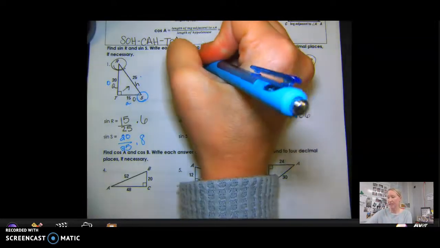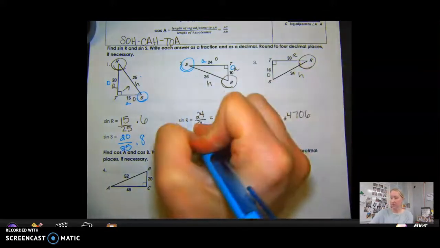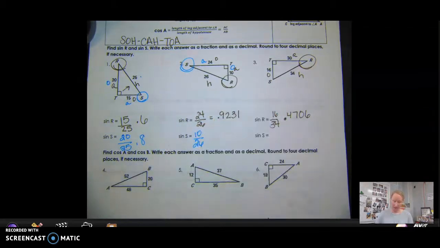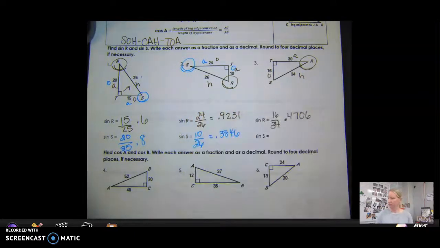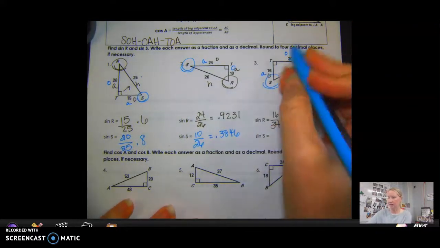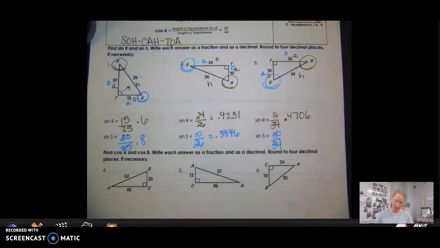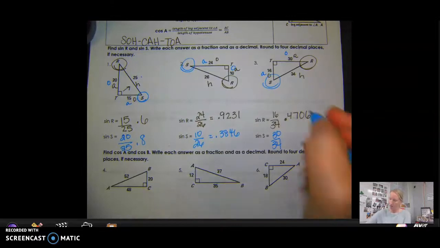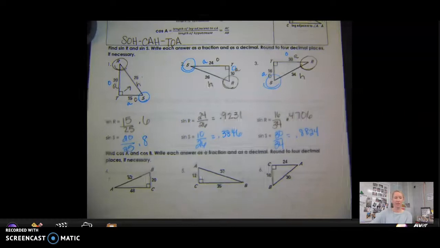Sine, this is adjacent, that's still hypotenuse, and this is opposite. So O would be the 10 over the H, which is the 26, so 10 divided by 26. That equals 0.3846. And one more. Sine of this guy, sine of S, this is adjacent, this is opposite, and this is hypotenuse. So O over H, so that's 30 over 34. And we get 0.8824 rounded correctly.